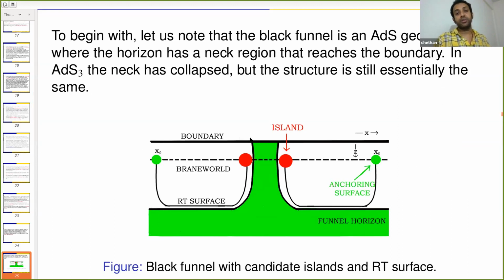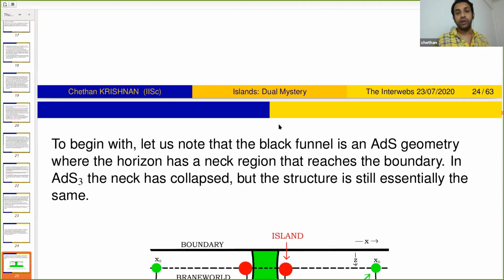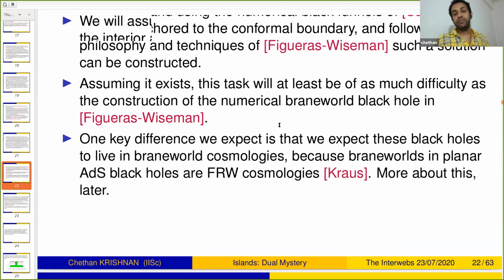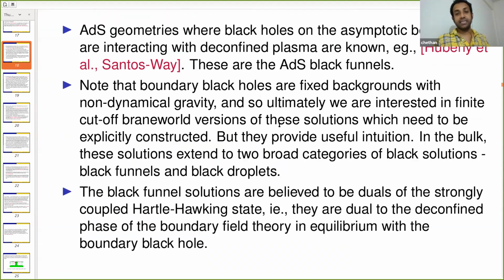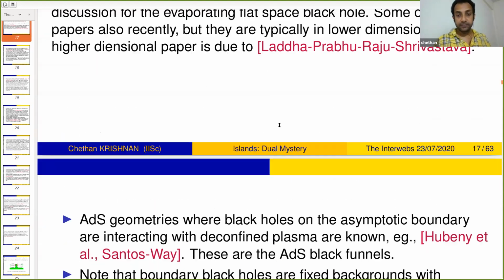Note that there are two kinds of objects. One is the AdS/CFT black funnel, which is anchored to the boundary, and then there is the brane world black funnel, which is ultimately the thing that we are interested in. Right now I'm just talking about the AdS/CFT black funnel, which is anchored to the boundary, where there is a boundary horizon. The boundary is basically just some black hole living in some flat space or some appropriate slicing of AdS. So that's the picture of an AdS black funnel.